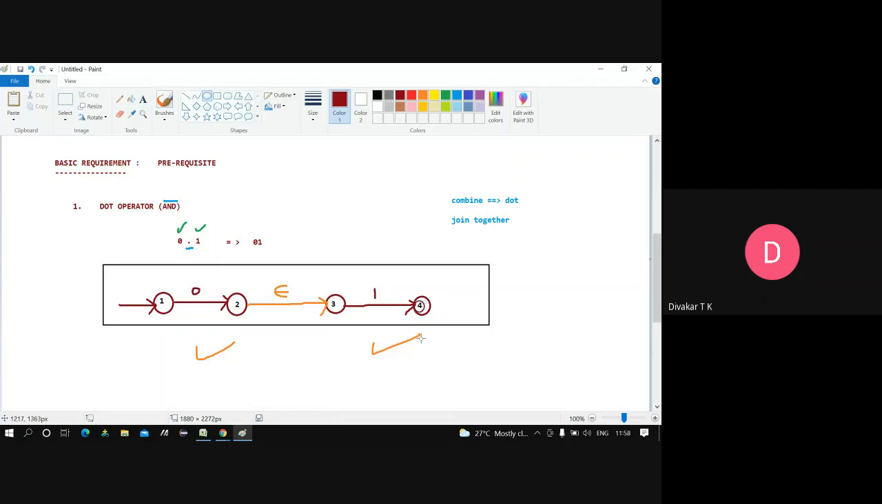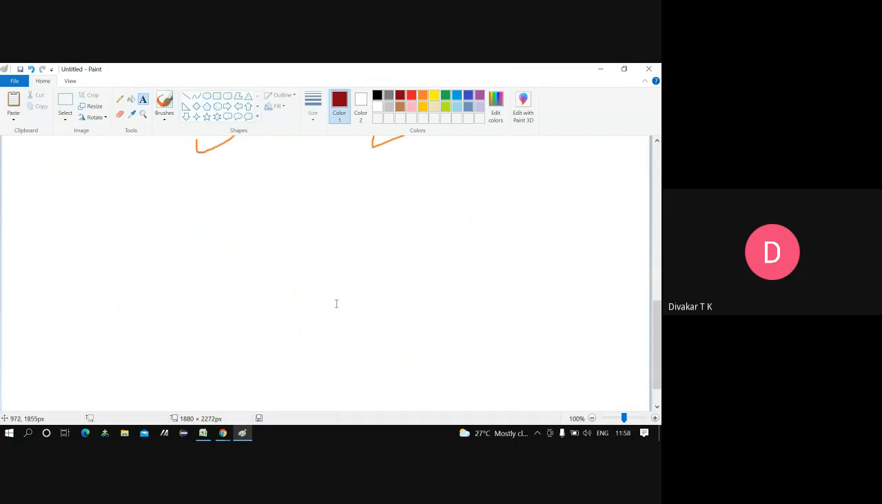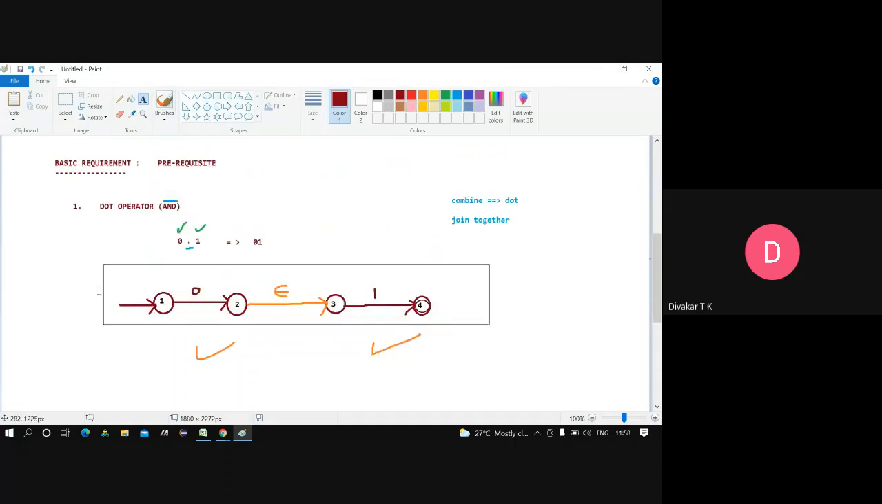So just a return. So starting, ending state. Okay, understood? Got the clarity, guys? Great. So we are done with the dot operator here. Okay, so just try to move on here.